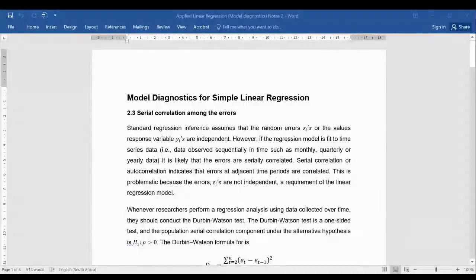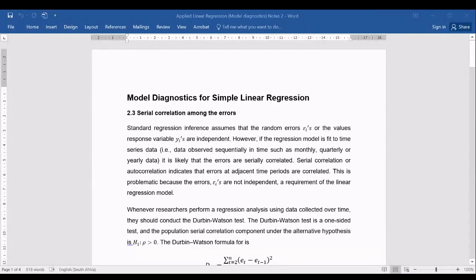We are still in chapter 2, continuing with model diagnostics. We're still looking at residual analysis. If you remember last week, we discussed how to assess some of the assumptions that we made on the model using residual analysis. We are going to continue from what we discussed last week.